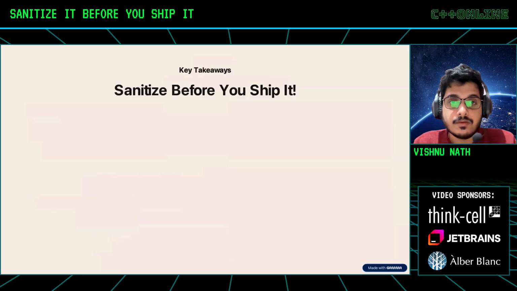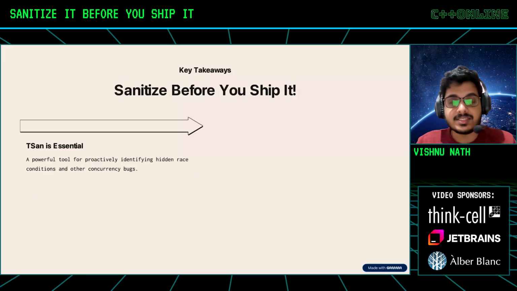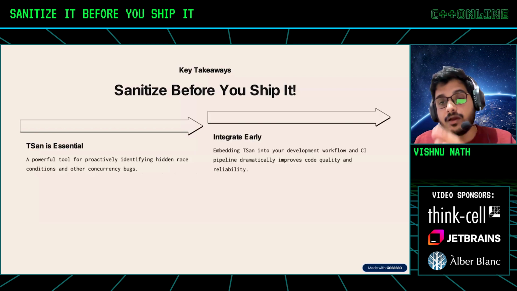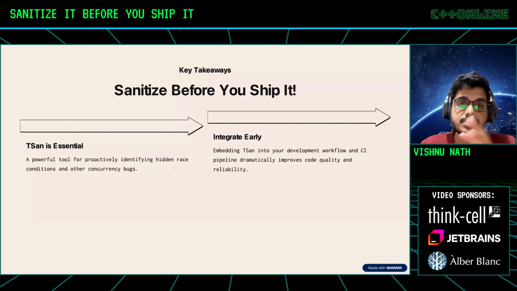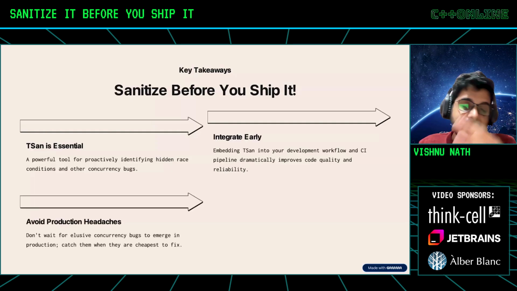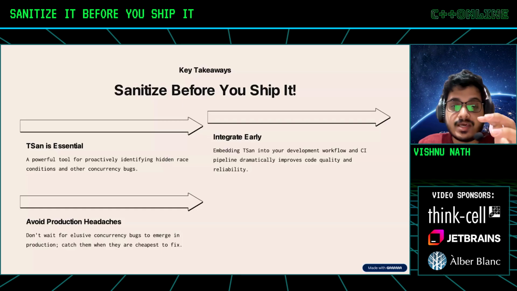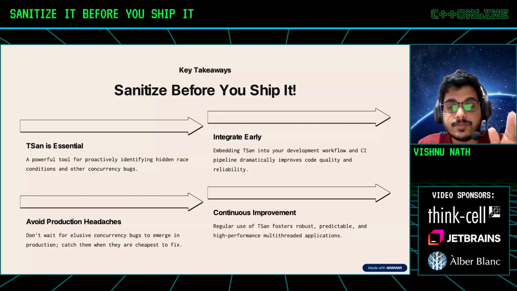So yeah, the key takeaway is that TSan is essential. You need to use ThreadSanitizer to find hidden concurrency bugs, and integrate it early into your CI/CD pipelines to catch these concurrency bugs before they go to production. And avoid production headaches. Don't wait for elusive concurrency bugs to emerge in production. Catch them when they are cheapest to fix. And then continuous improvement: regular use of TSan leads to robust, predictable, and high performance multi-threaded applications. Using TSan will improve your code and reduce your concurrency bugs' lifetime as well.